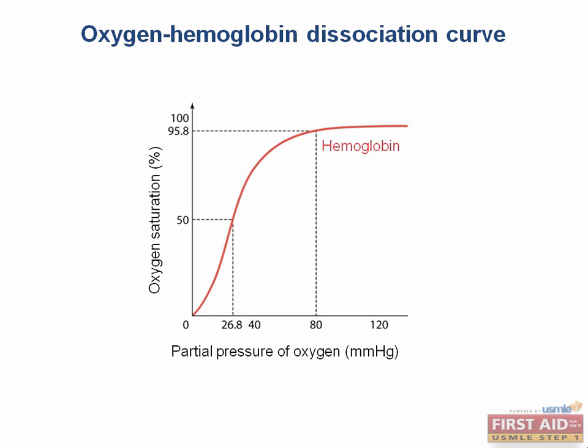The oxygen-hemoglobin dissociation curve is another high-yield concept that you'll see on boards. Recall from our discussion of hemoglobin that the binding and unloading of oxygen from hemoglobin shows positive cooperativity, meaning the affinity for oxygen increases as each site is filled, thus resulting in a sigmoidal shape of the dissociation curve. So how does this compare to myoglobin?